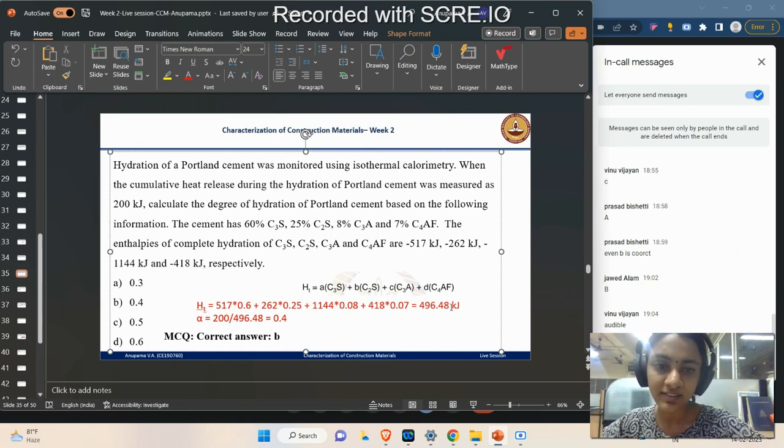That is 496.48 kilojoules. So the alpha is the cumulative heat release divided by the heat release which we obtained through this equation. That is 200 by 496.48, that is 0.4. Okay, so the correct answer is 0.4. Let's move to the next question.